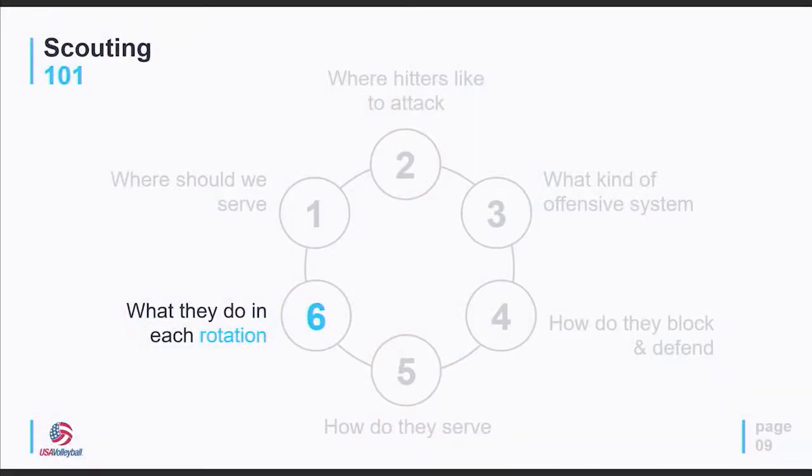Number 6, a little bit of what they like to do in each rotation. Teams have certain tendencies within each rotation, especially when we start to figure out, is there a setter front row? Is there a setter back row? When they have 3 hitters in the front row, there are different options versus when they only have 2 hitters. For instance, most teams will run the slide more often when there's only 2 hitters in the front row. Certain teams don't like to run out of the back row quite as often as others.